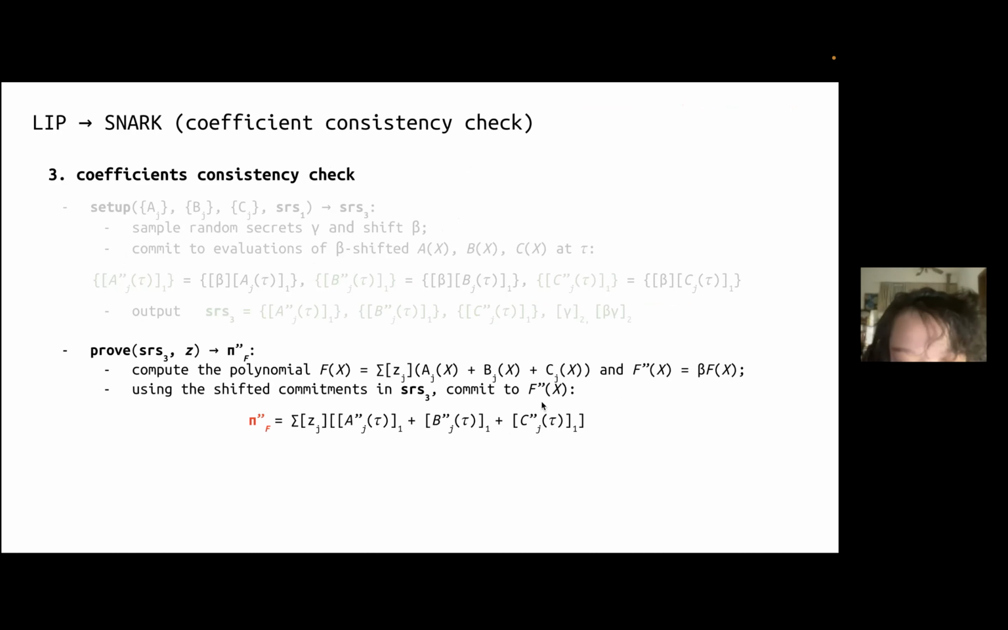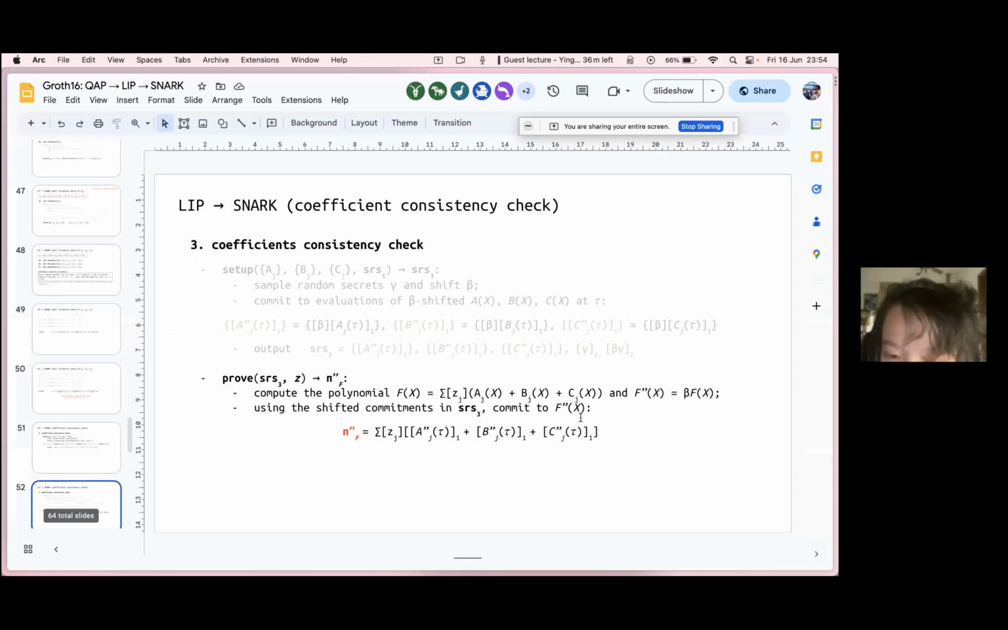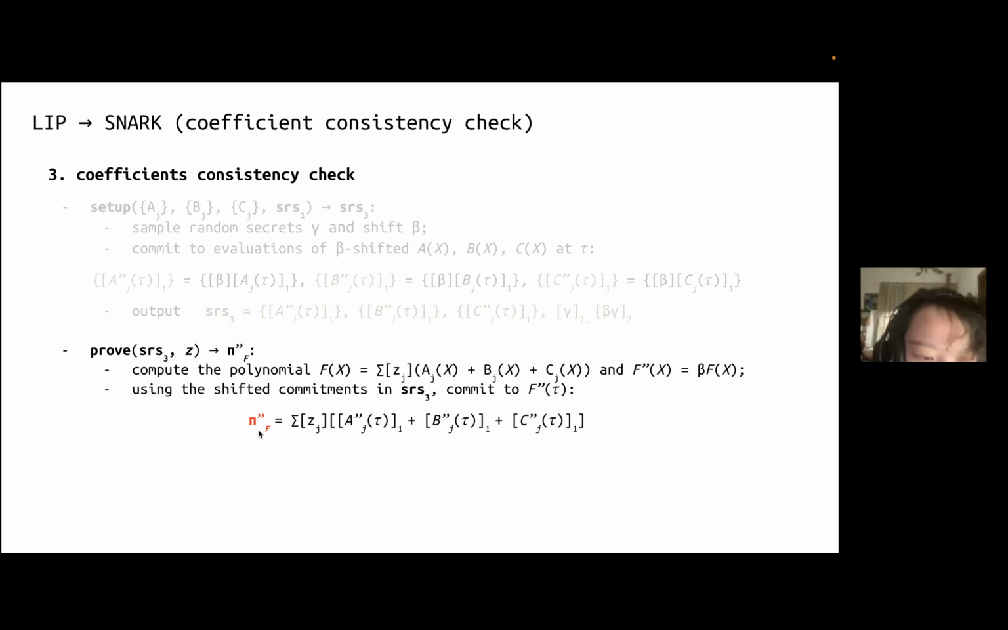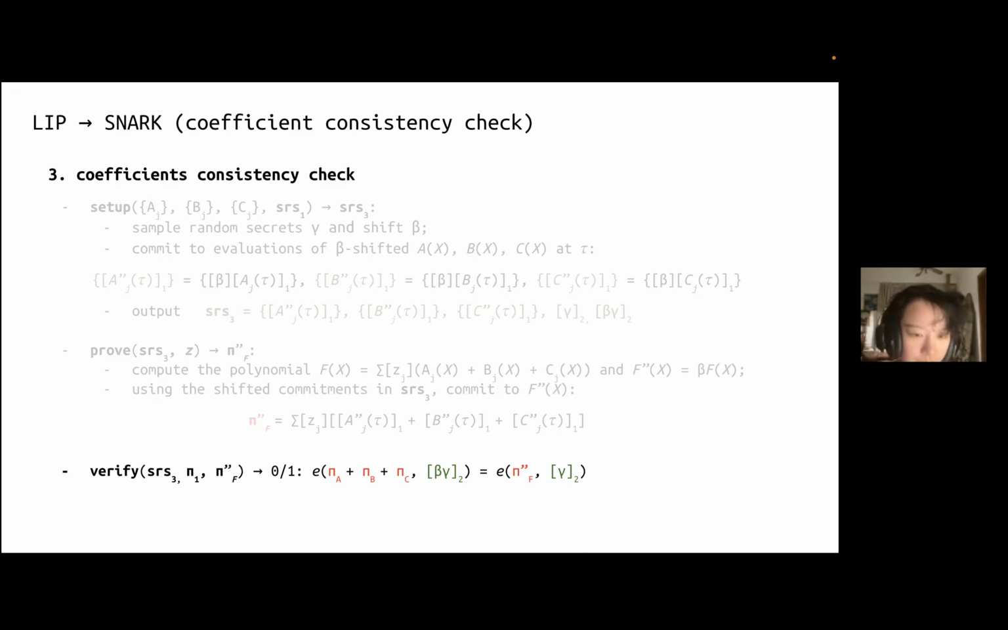And then we're going to use the beta shifted commitments in SRS3 to commit to f prime evaluated at tau. So this should be tau here. And we call this commitment pi double prime F. And this is the prover output for the coefficients consistency check.